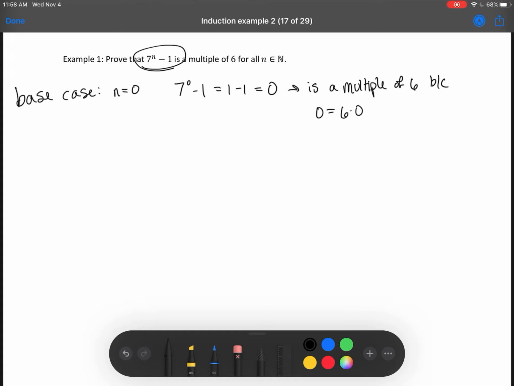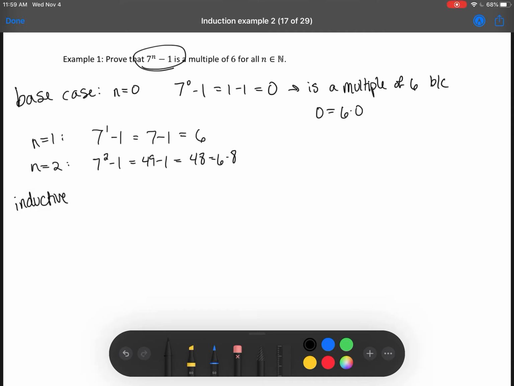So it is, in fact, a multiple of 6, even though it doesn't really feel like it. If we wanted to check, and again, this isn't part of the base case, you could plug in n equals 1 and n equals 2. If n equals 1, then 7 minus 1 is 6, which is a multiple of 6. 7 squared is 49, minus 1 is 48, which is 6 times 8. You can check a few more if you're not quite sure that you believe it yet. All we need for the base case is just n equals 0. These other examples are just to make sure that we're on board.